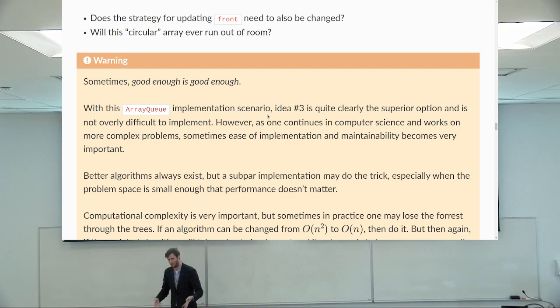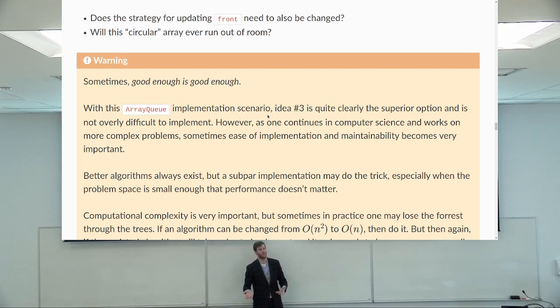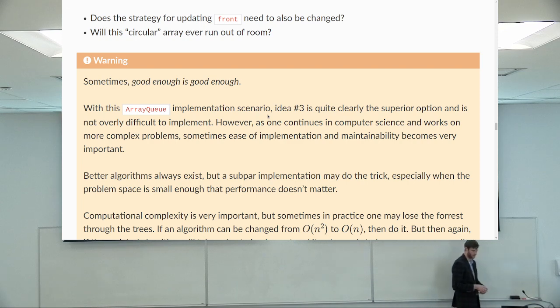But in general, there is this idea that premature optimization is the root of all evil. It's a quote from Dijkstra, who's a very famous computer scientist, where sometimes we can get so focused on improving our implementation to make it better, to make it more efficient. We get so focused on it that we lose sight of what's important.